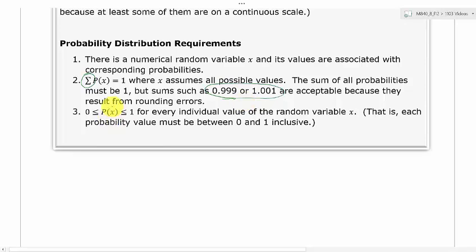Next is that each of the probabilities need to be between 0 and 1, so that's what this means. 0 is less than or equal to p of x is less than or equal to 1. And it's inclusive. It includes 0 and 1. So we need to have probabilities that are either 0, 1, or something between 0 and 1.